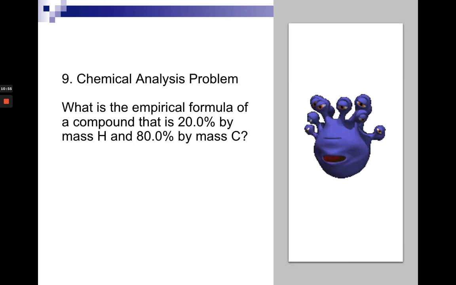What is the empirical formula of a compound that is 20% by mass hydrogen and 80% by mass carbon? Again, you're going to want to go through each one of the steps that I told you. You're going to pretend the percentage is grams. You're going to determine the number of moles, and then you're going to determine the whole number ratio by division, and you're going to write the empirical formula. Okay, so let's try that one.